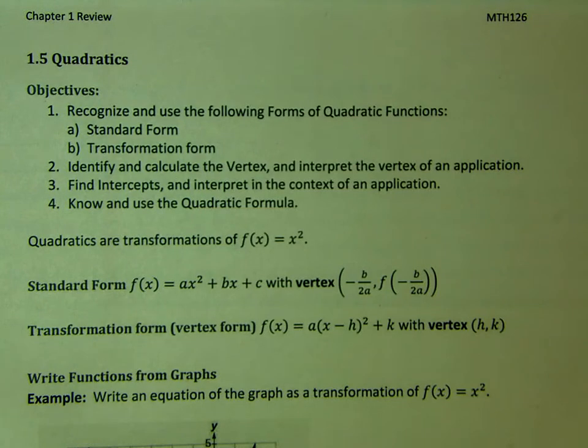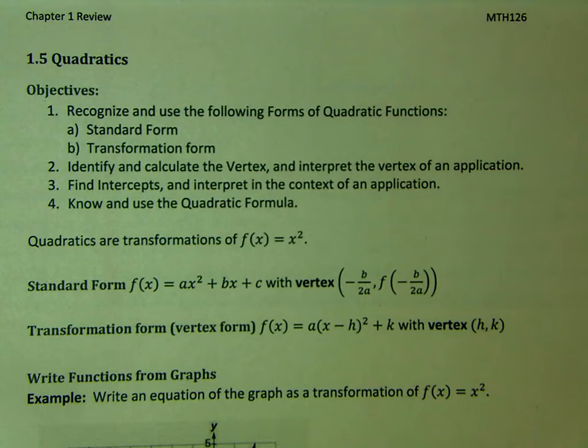Section 1.5, Quadratics. Our objectives are: 1. Recognize and use the following forms of quadratic functions: A. Standard form, and B. Transformation form. 2. Identify and calculate the vertex and interpret the vertex of an application. 3. Find intercepts and interpret in the context of an application. 4. Know and use the quadratic formula.